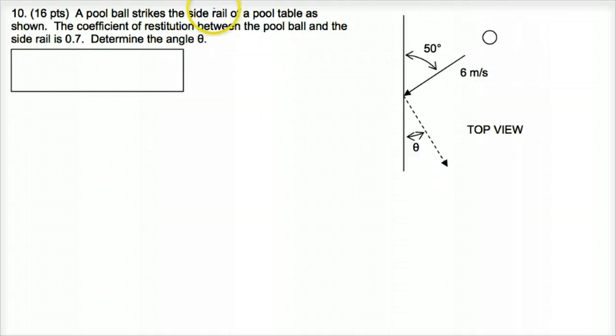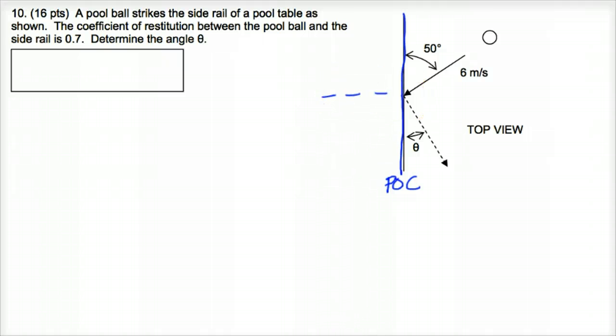Alright, last problem of the fall 2011 exam 3. A pool ball strikes the side of a pool table. The coefficient of restitution is given. Determine the angle theta as shown. So this is very similar to one we did in lecture. We have to realize that this is our plane of contact, the pool table wall.